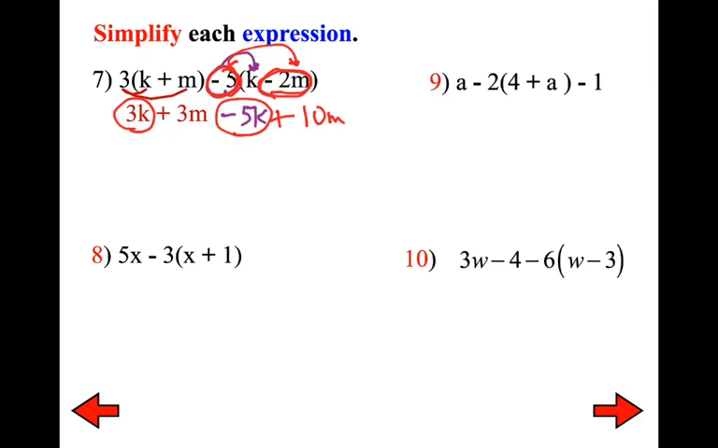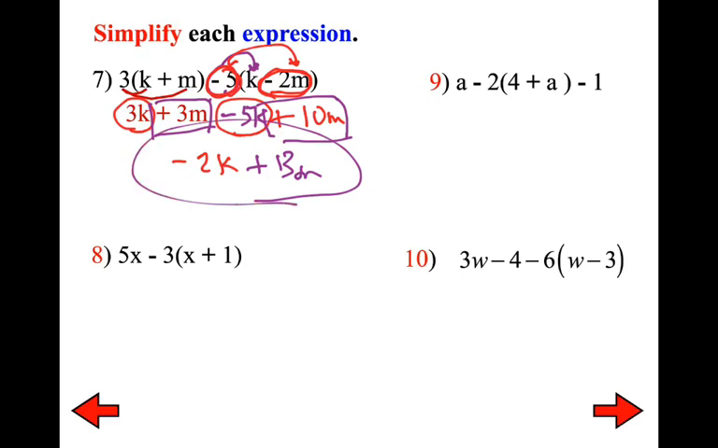combine like terms. We've got more negative k's than positive. And then as far as the m's go, both are positive, so that would be plus 13m. So negative 2k plus 13m. So notice, negative number on the outside, negative number on the outside, negative number on the outside. We've got to pay a little more attention to what we're doing here.